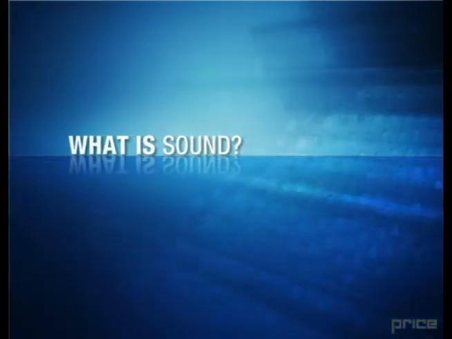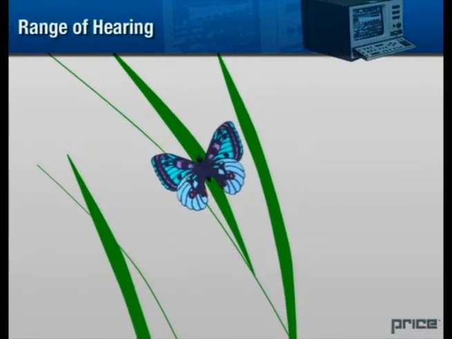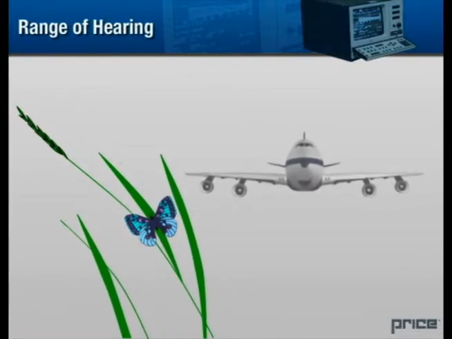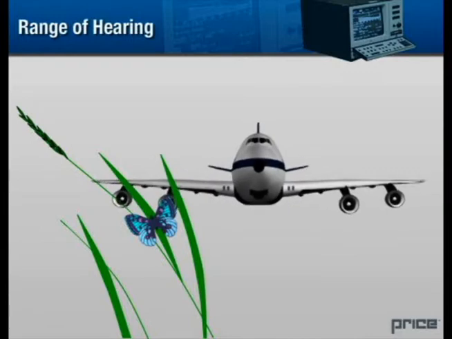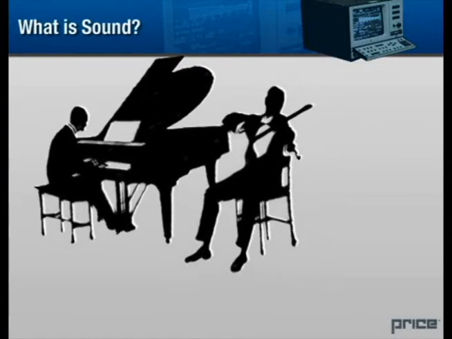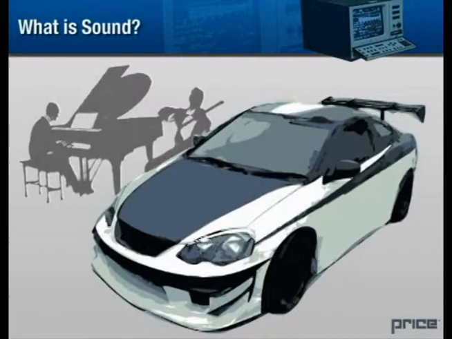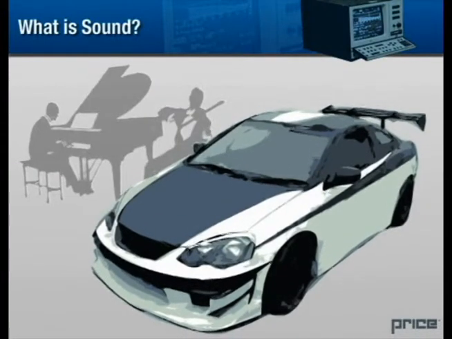What is sound? The range of hearing for the human ear is extremely broad. We can hear sounds as low as a blade of grass blowing in the wind, to the roar of a jet engine as it takes off. Sound is an active part of our everyday lives. Sound can be pleasant and provide comfort and relaxation, or it can also be considered a nuisance or a disturbance.